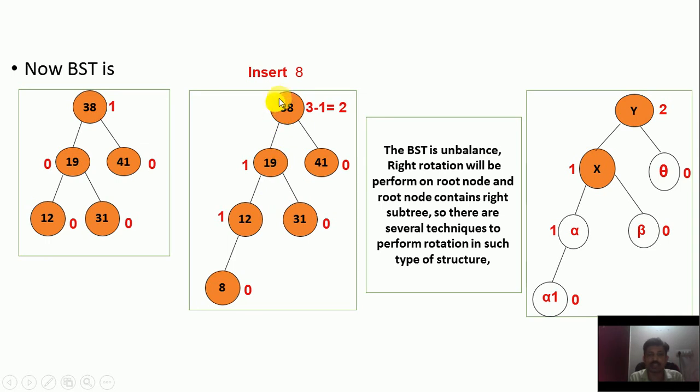We can see here that the balance factor for node 38 is positive 2. So this tree is unbalanced, and we have to perform right rotation. Node 38 is the root node, and it also contains a right subtree, so this is the special case. So 38 containing 41 will be placed on the right side of 19, where node 31 will be placed on the left side of node 38. This is the special case.